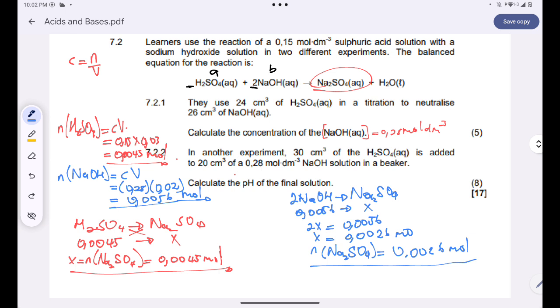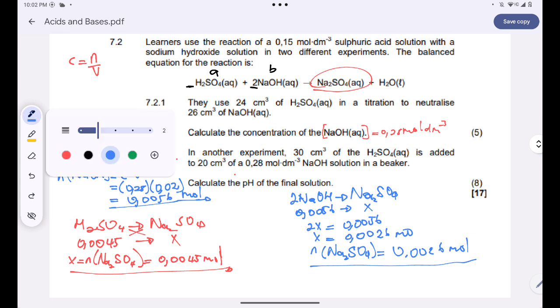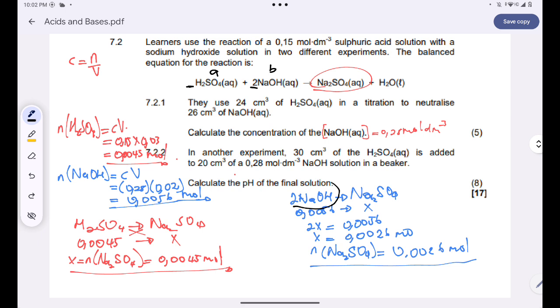Okay, we can all see that the sodium hydroxide is my limiting reagent. Why am I saying that? Because it gives me the smaller yield of the products. Are we together? Sulfuric acid gives me 0.0045 and sodium hydroxide gives me 0.0026. So sodium hydroxide is my limiting reagent. Are we together? So this simply means that the acid, sulfuric acid, is the one in excess.